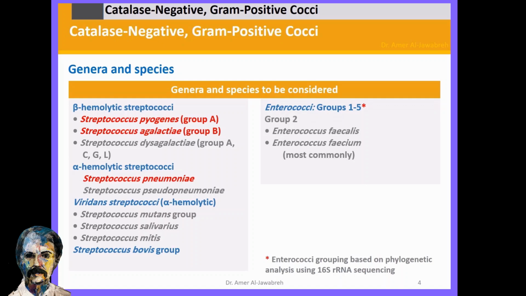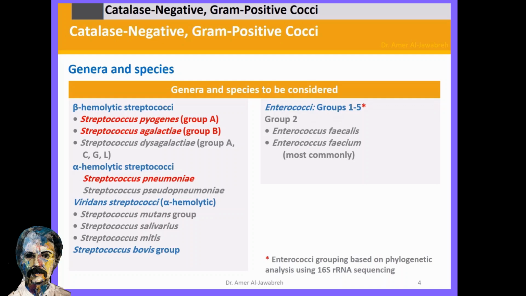In the new edition of the book, which is the 15th edition, they added Streptococcus dysgalactiae, group A, C, G, L. We are not very much interested, but good to know. Alpha hemolysis is also important. One of them is important, which is Streptococcus pneumoniae. And then we have pseudopneumoniae. Also, this is something new in edition 15.